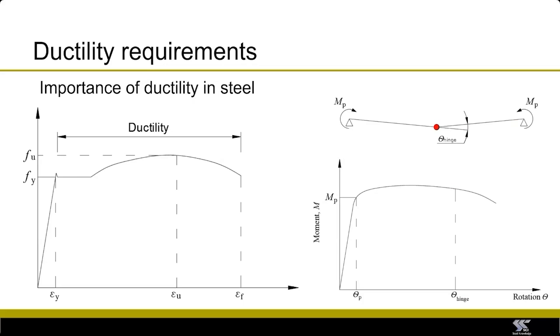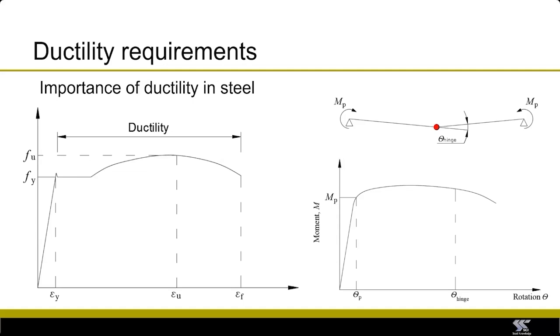Another situation in which the steel is required to provide sufficient ductility is when carrying out a plastic analysis. In this case, the steel not only has to be sufficiently ductile to allow the cross-section to develop its plastic bending capacity, but it also needs to be ductile enough to accommodate sufficient rotation capacity for the formation of the plastic hinge.